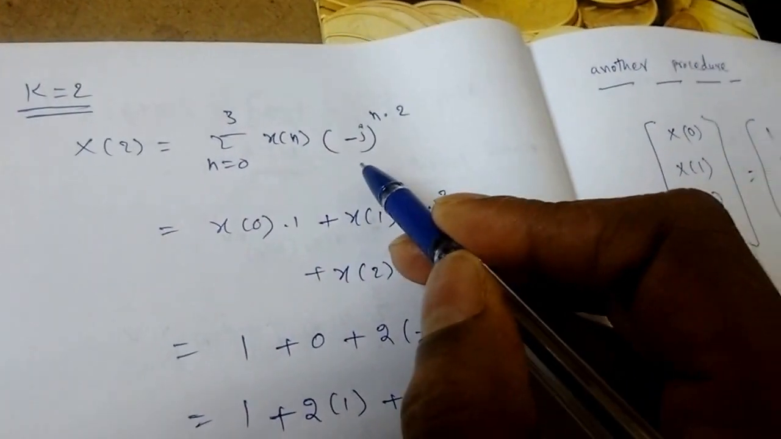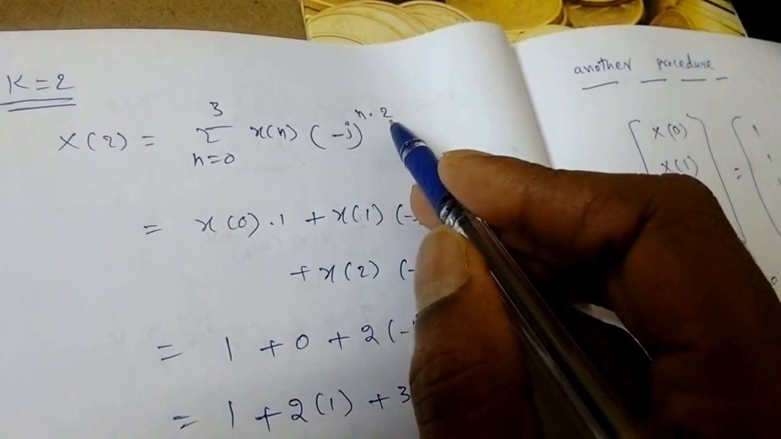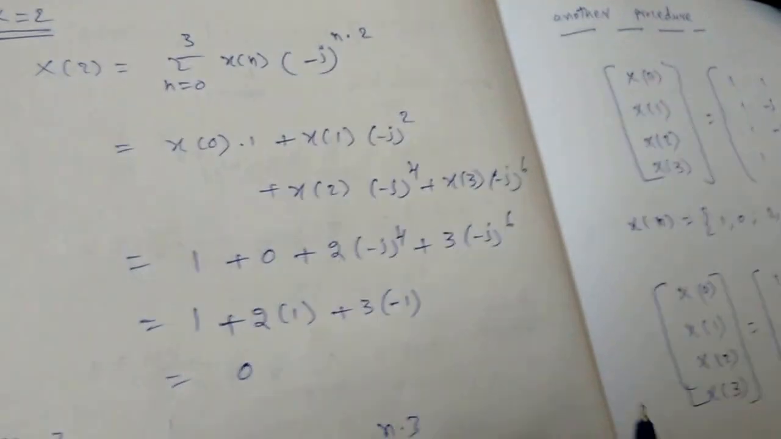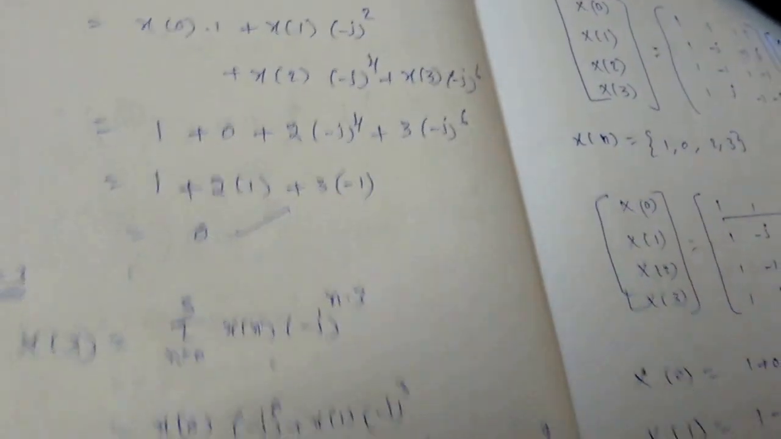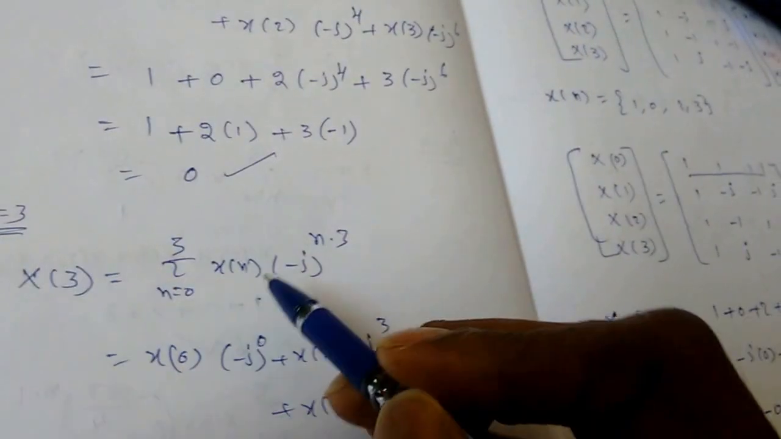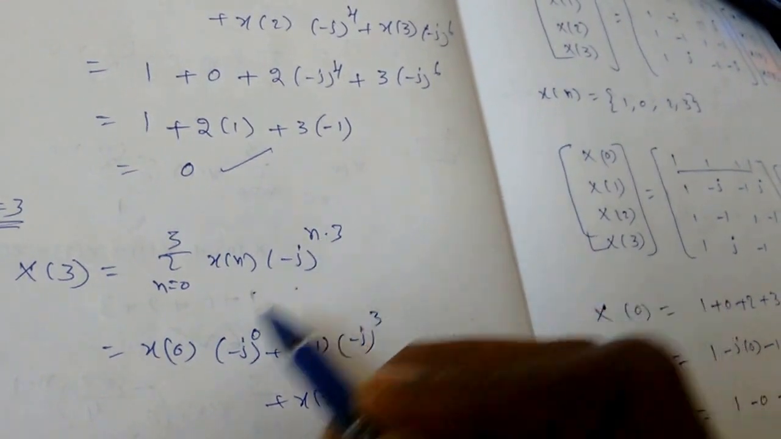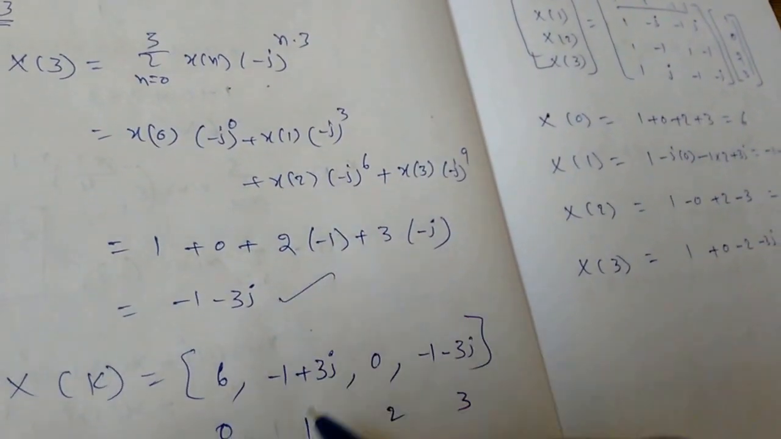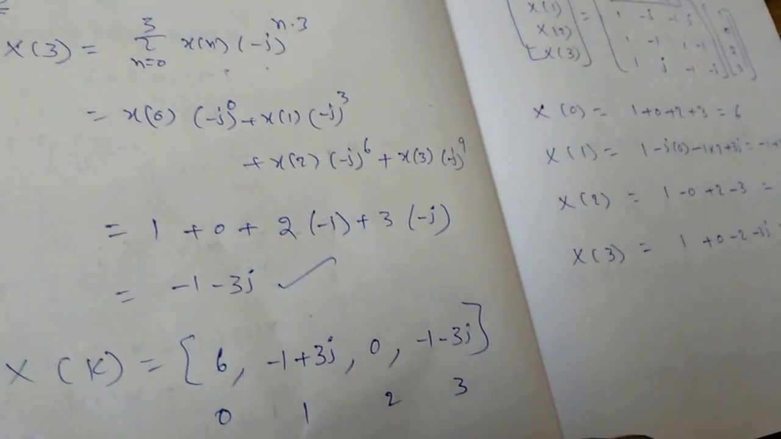Similarly, k equal to 2. So it is minus j power n into 2. Then again n equal to 0, 1, 2, 3 and so on. Then I will get 0. Similarly, k equal to 3. So minus j power n into 3. Then I will substitute x of 0, x of 1 and so on. I will get minus 1 minus 3j. So this is x of k like this. This is the normal procedure, so it's a lengthy procedure.